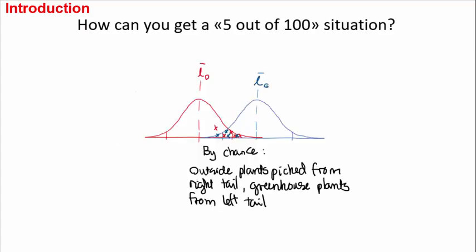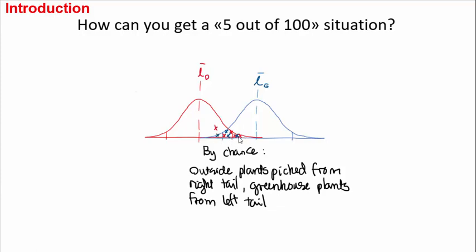You might wonder, in example B, there was a 5% chance that we could actually measure the average in the greenhouse plants to be lower than the outside plants. How is this possible? Well, it can happen by chance. Let's say I pick only tall plants from the outside population. We see the red crosses here.